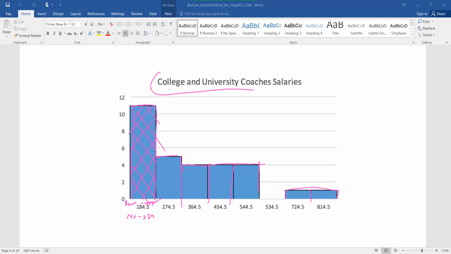You also must give your graph a name. The biggest thing to do is just figure out what the topic is, and then that's what you would write. So in this one, it's college and university coaches' salaries. So that's a must have, and then the other part that's missing is we didn't label our axis. So what would this axis here be called? So this would be your frequencies. What would this one be? I would almost call this midpoint salaries. Or you could go a little bit further and say midpoint coaches' salaries.